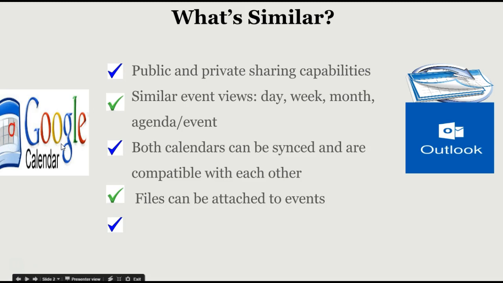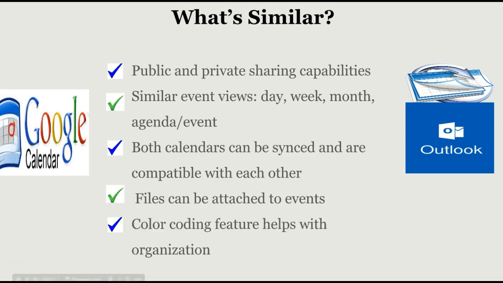Also, both of them allow you to attach files after the description of the event or the agenda. You can actually attach a file. And last but not least is the color coding feature. Both Outlook and Google let you color code the calendar or the event.